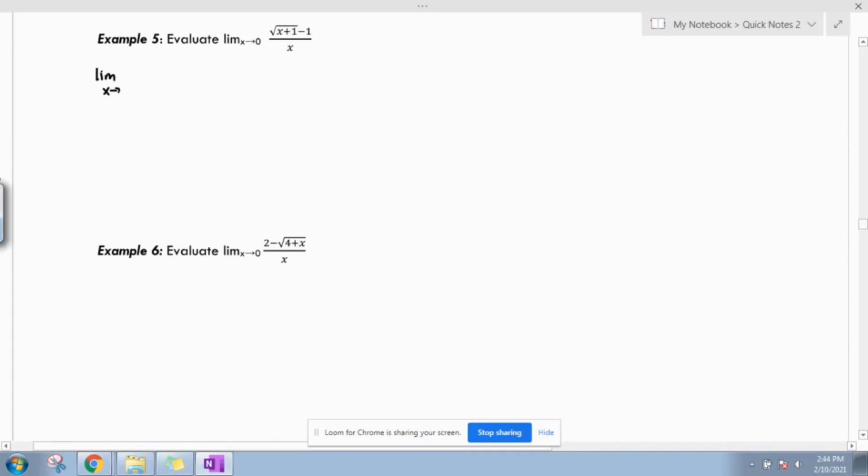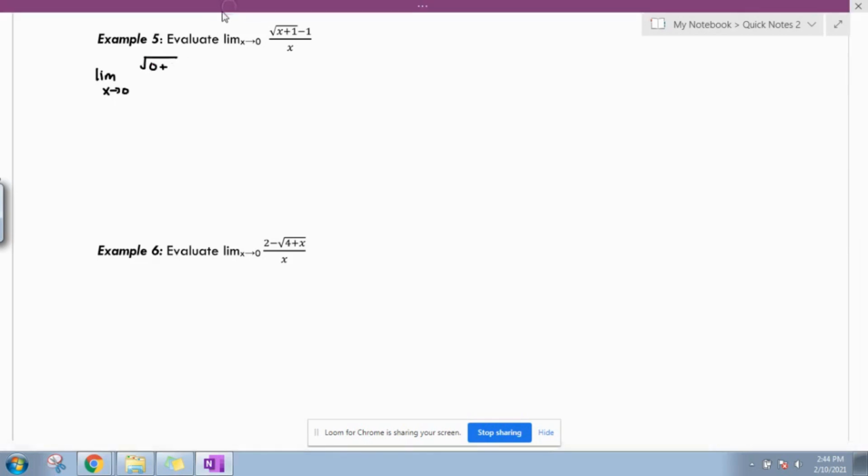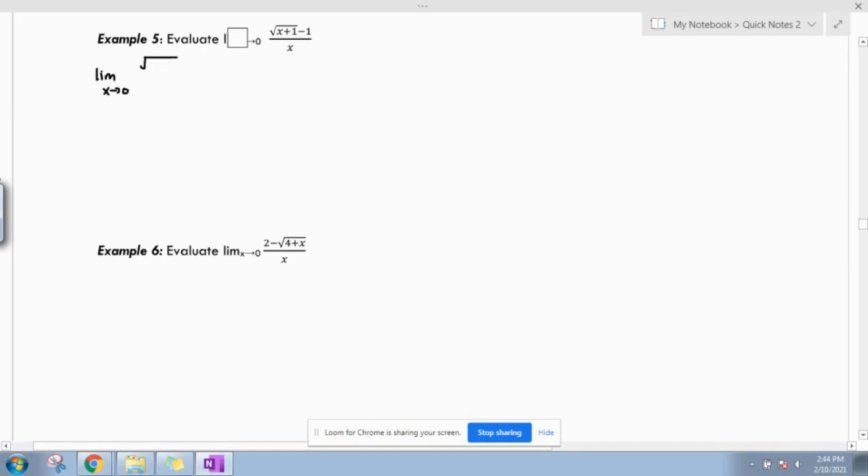The limit as x approaches 0 of square root... oops, I plugged in x when you're not supposed to here. So we're going to keep it as x first: square root of (x + 1), and then minus 1 all over x. Now I'm going to plug in 0 for x. I'm going to get square root of (0 + 1) minus 1 over 0. If you simplify, you end up getting the indeterminate form, which means we need to think of another way now to see if we can solve this limit.